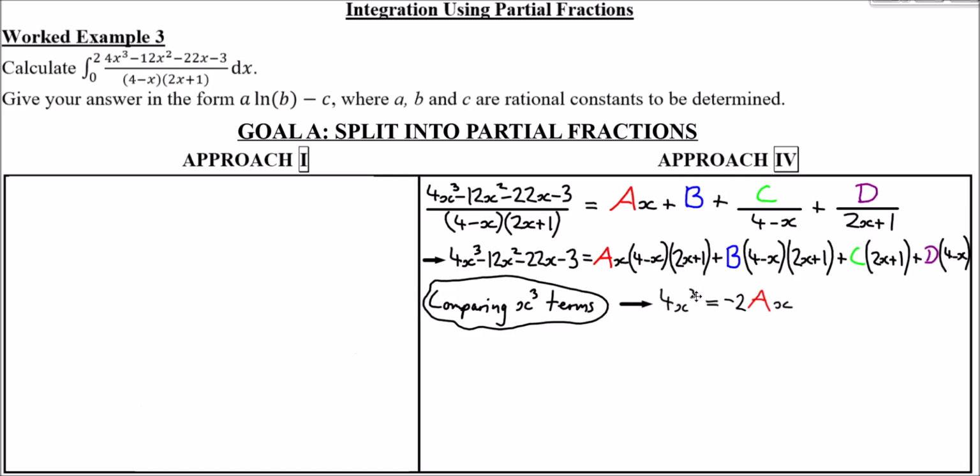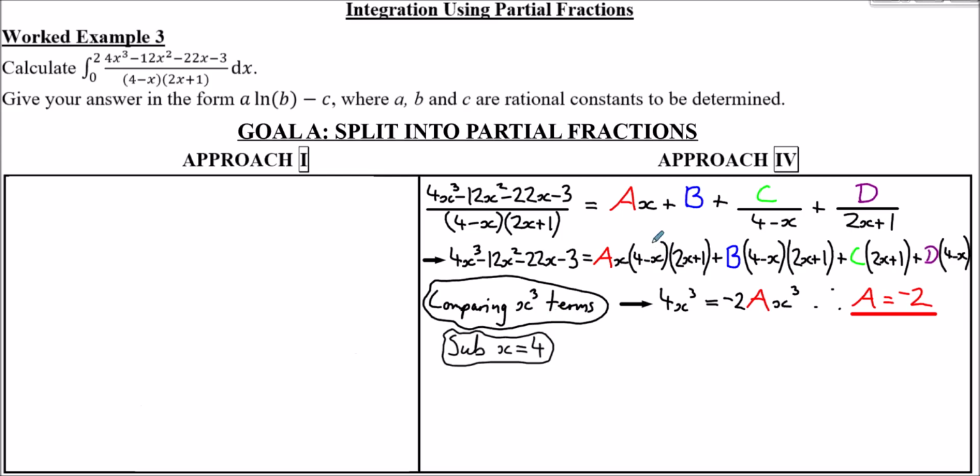So because 4x cubed needs to equal minus 2a x cubed, oops, that's a mistake, I should say x cubed. Therefore, we can say that a has to equal minus 2, because minus 2 times minus 2 gets it to match with the 4 that it needs to be. So a is minus 2. Looking at next, what we could sub if you wanted is x being equal to 4.